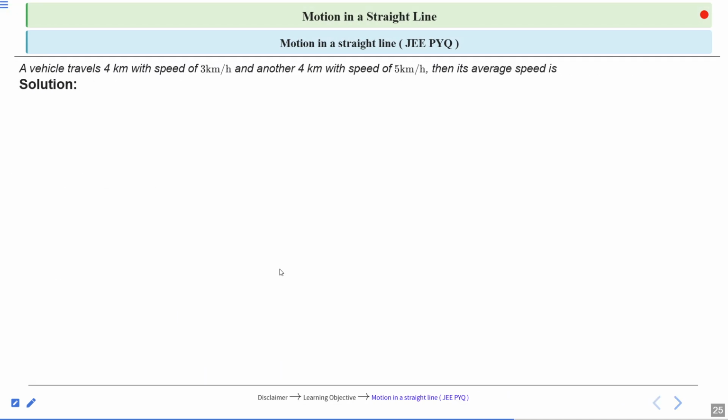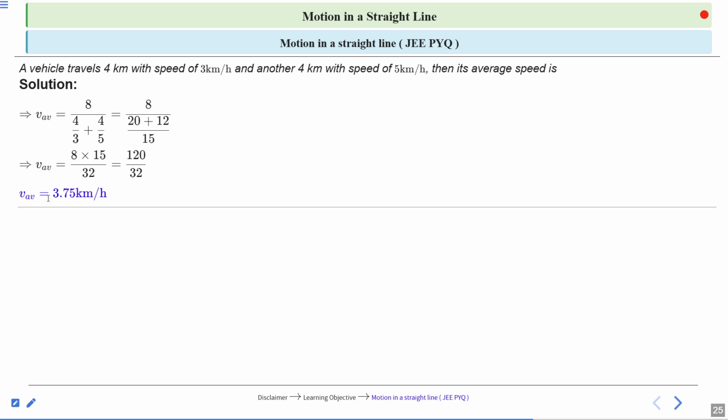So this one, taking the LCM, 8 divided by 20 plus 12 divided by 15. So it will be 8 into 15 divided by 32 equal to 120 divided by 32. So this is the simple mathematical calculation. So average speed equals 3.75 kilometer per hour.